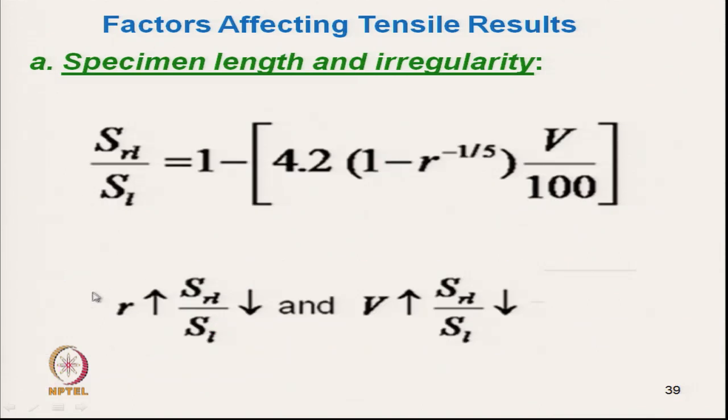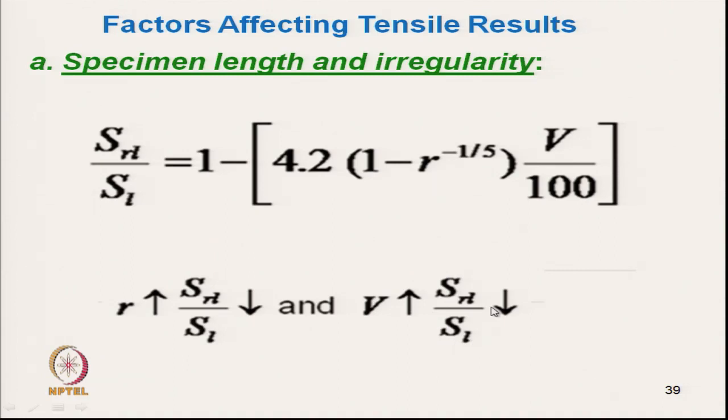Now, if R increases, the ratio SRL by SL falls, because RL is the longer length, the strength at R times the L length. Suppose we test with a gauge length of 10 centimeters and R is 5; that means we test with a 50 centimeter gauge length, and we can check how much the strength reduces. Similarly, V is the CV percent of the strength, and the higher the irregularity, the lower the value of SRL by SL.